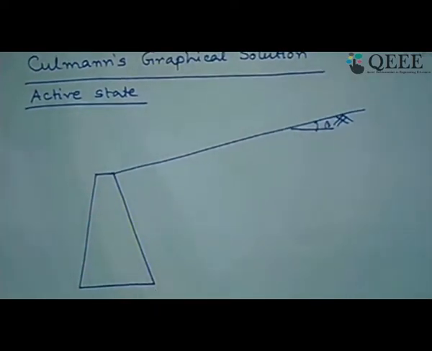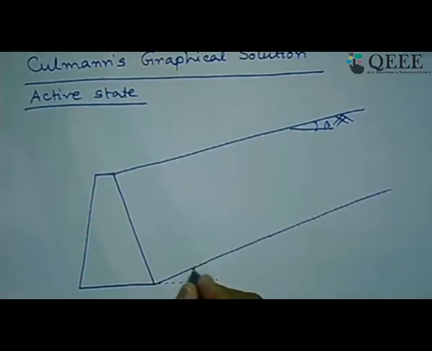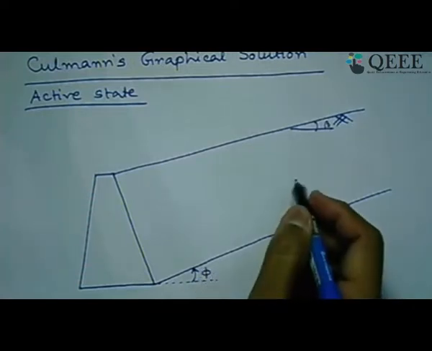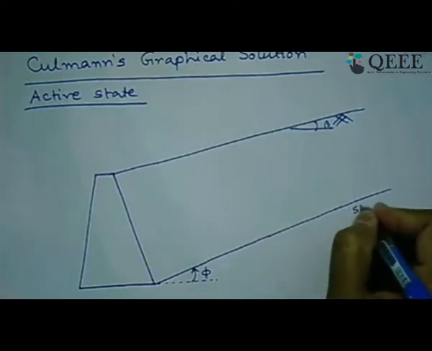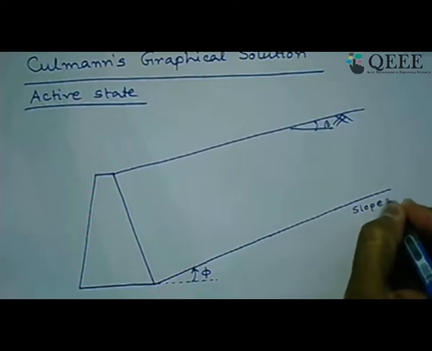Now how to apply that? What are the steps? Let us see one by one. If this is the horizontal line, first we should draw this line from this point. I am putting the arrow, that is the steps by which we should draw it. This is at an angle of phi. Phi is nothing but the friction angle for this backfill material. This line is called the slope line.